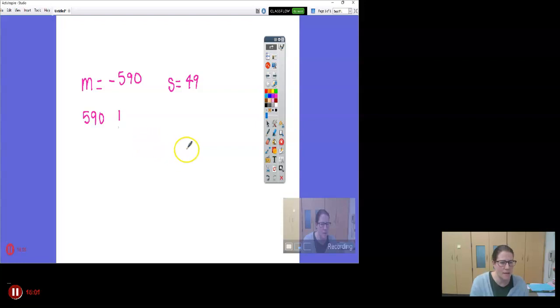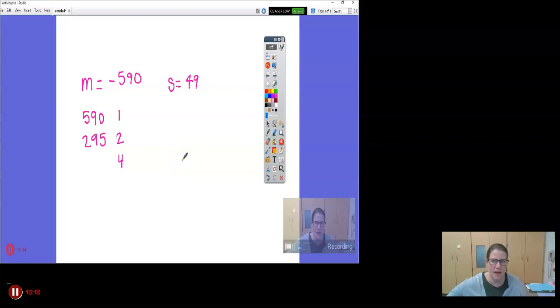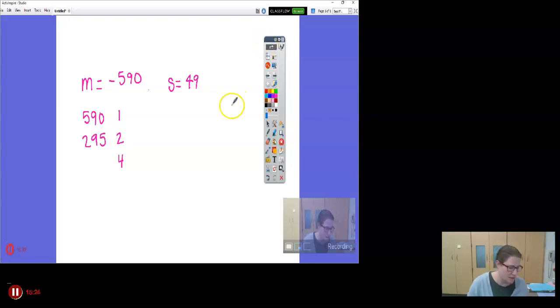So I've got 1 times 590. I've got 2 times 295. Let's see, will 3 go into that? No. But you get the idea. You can just get your calculator out and divide numbers. Let's see what 590 divided by 4 is. If 590 divided by 4 goes in evenly, I know it goes in, but it doesn't. That gives me 147.5. So 4 is not going to work.